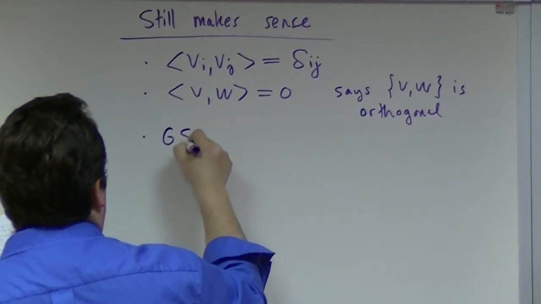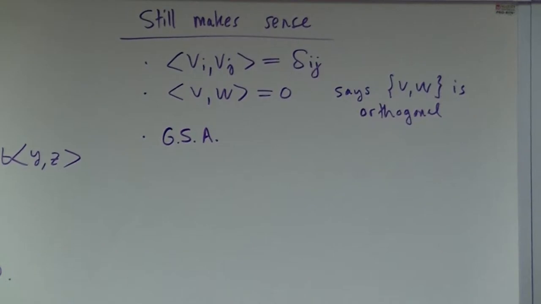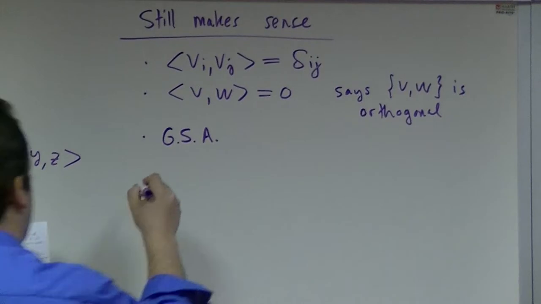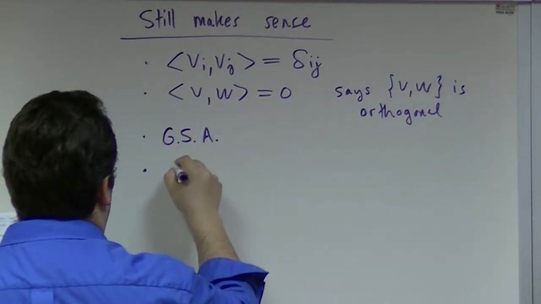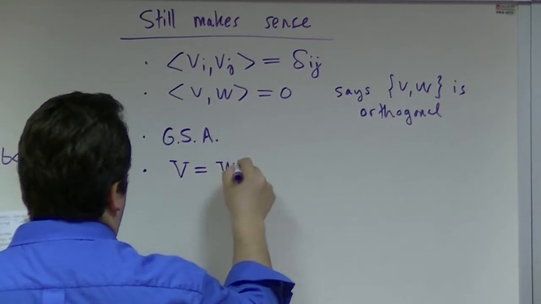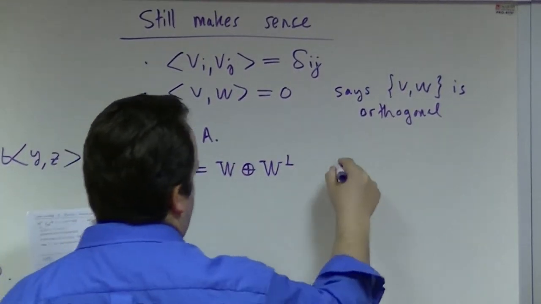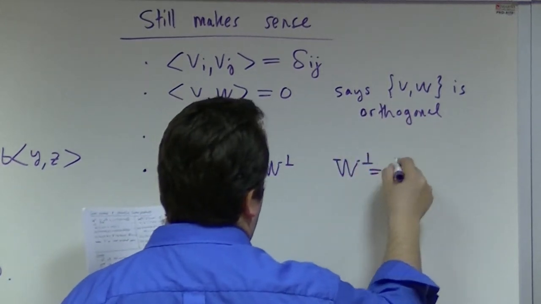You still have the Gram-Schmidt algorithm. You could still run that thing, because this funny conjugation thing doesn't mess it up. We still have the notion of orthonormality. We still can do Gram-Schmidt. We can still prove that the complex inner product space is equal to a vector space direct sum with its perp. The perp is still defined in the same way.